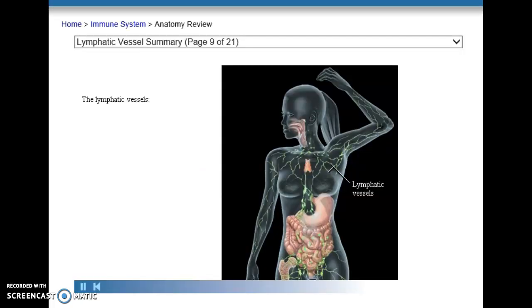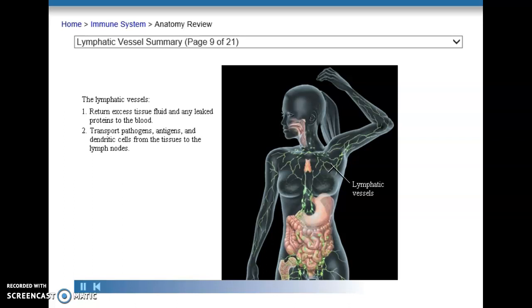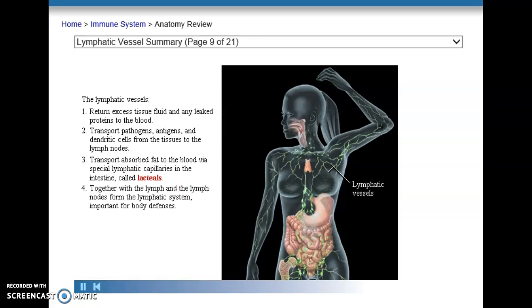Let's summarize the functions of the lymphatic vessels. They return excess tissue fluid and any leaked proteins to the blood. In addition to fluid and proteins, they transport pathogens, antigens, and dendritic cells from the tissues to the lymph nodes. A third function, one that we have not yet discussed, is carried out by special lymphatics of the digestive system called lacteals, which transport fats absorbed from the intestine into the blood. Finally, lymph vessels, together with the lymph and lymph nodes, form the lymphatic system, which plays an important role in the body's defenses. We will now examine the structure of the lymphoid organs and tissues, starting with the lymph nodes.